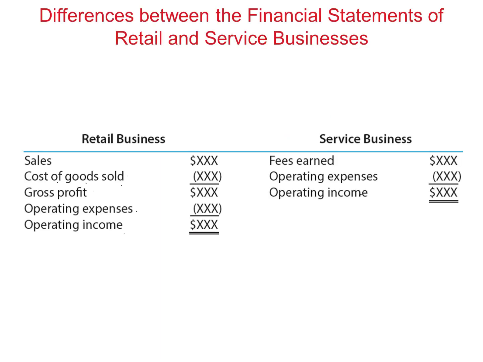In a merchandising business, such as a retailer, the focus is on inventory. What we see here is a comparison of the income statement for a retail business as compared to a service business. You notice in the service business we have fees earned, which is revenue, minus our operating expenses, which gives us operating income. In the retail business, we divide the income statement between gross profit and operating income.